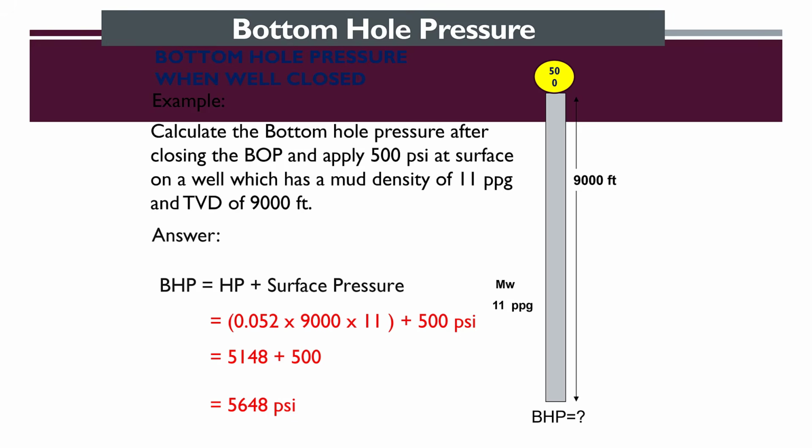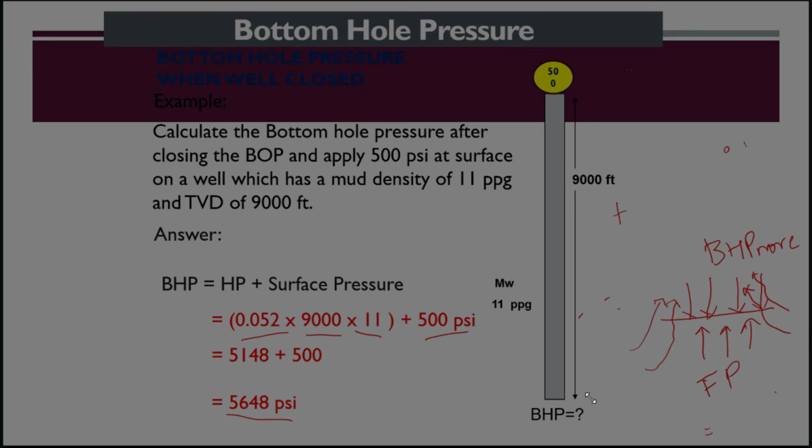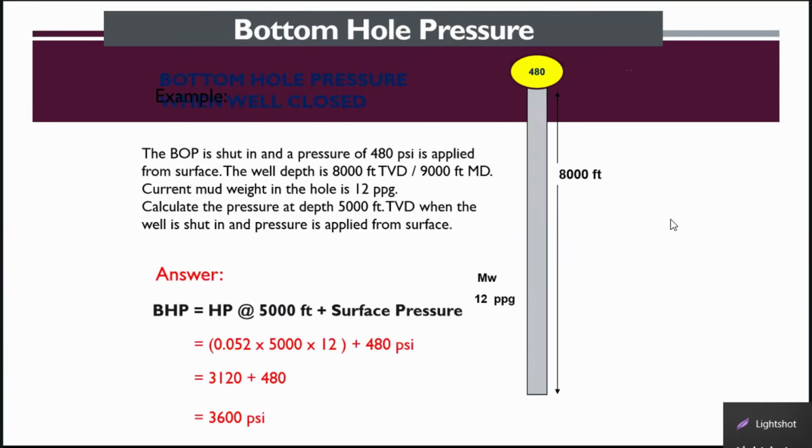So why are we interested in finding the bottom hole pressure? This bottom hole pressure acts downward. All the time when you are drilling, this bottom hole pressure should be always more than your formation pressure. If it is less than formation pressure, what will happen? The formation fluid will come inside the well and you will get an influx, a kick, and a blowout can happen. This is a worked example we have already seen: hydrostatic pressure plus surface pressure is your bottom hole pressure.